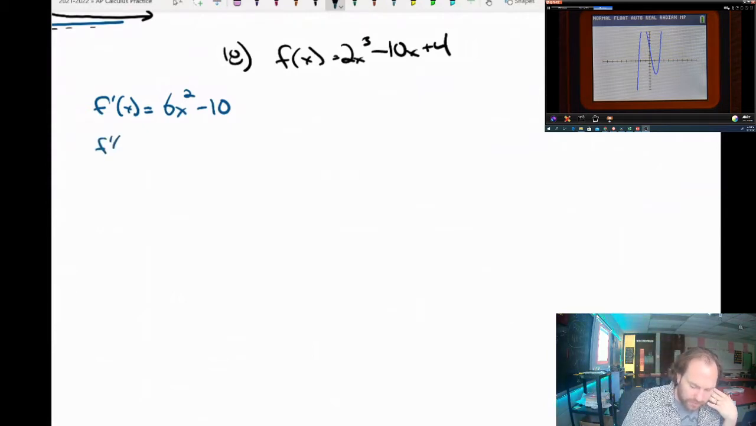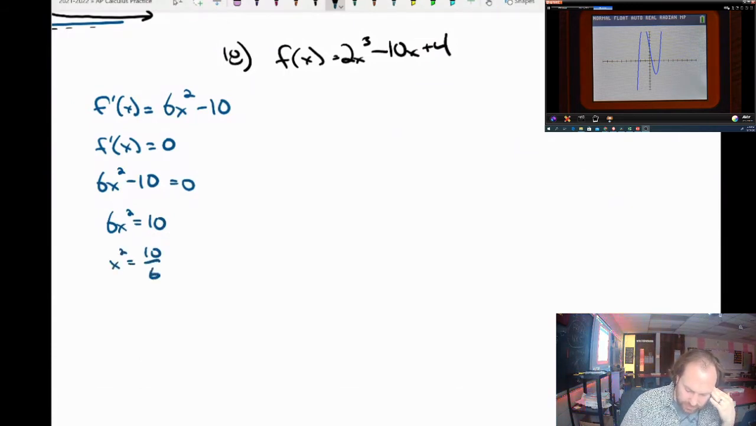First, let's start by finding where it's 0. Because once we know where it's 0, then we can really break down where it's positive and where it's negative. So this is going to happen when 6x squared minus 10 equals 0. You could factor a 3 out of that, I suppose, but it doesn't matter. 6x squared equals 10. X squared is going to be 10 over 6. That's not a nice answer, by the way.